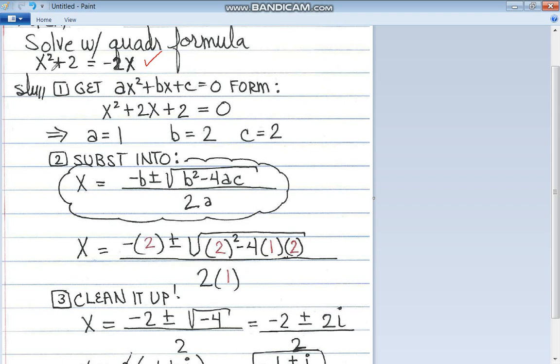Now let's move the negative 2x next by adding 2x to both sides. We get x squared plus 2x, and don't forget the plus 2, equals the other side, 0. You want 0 on the other side.